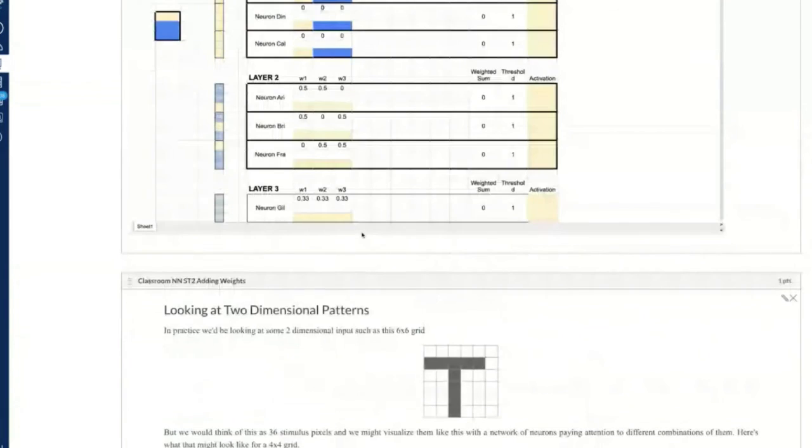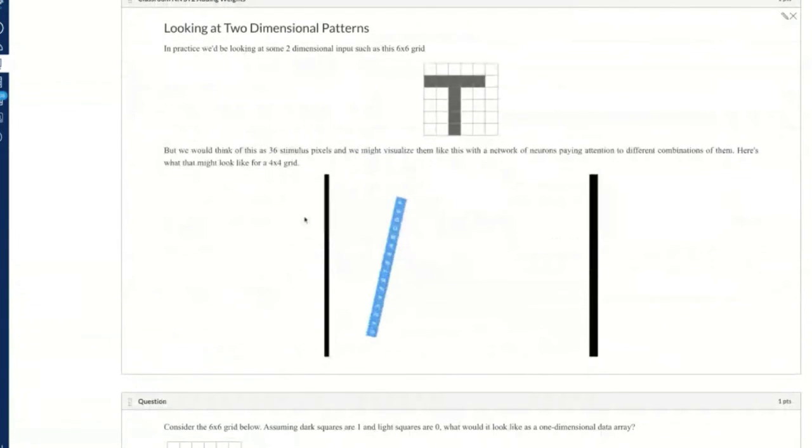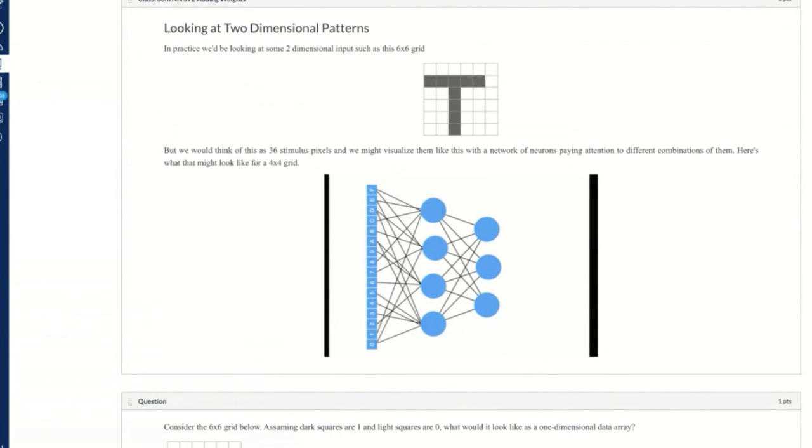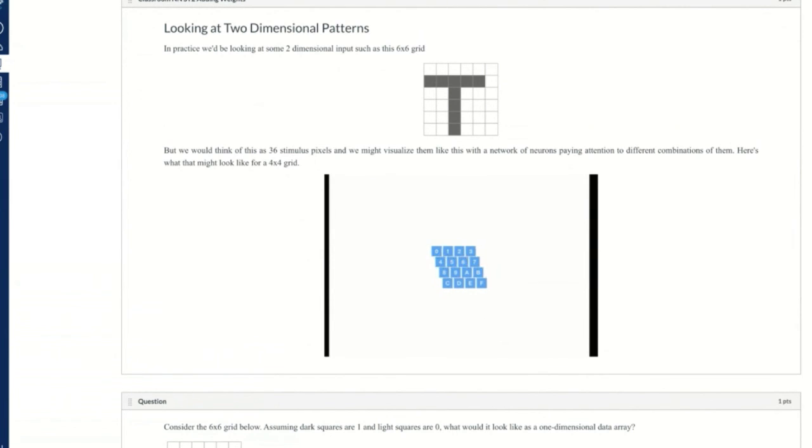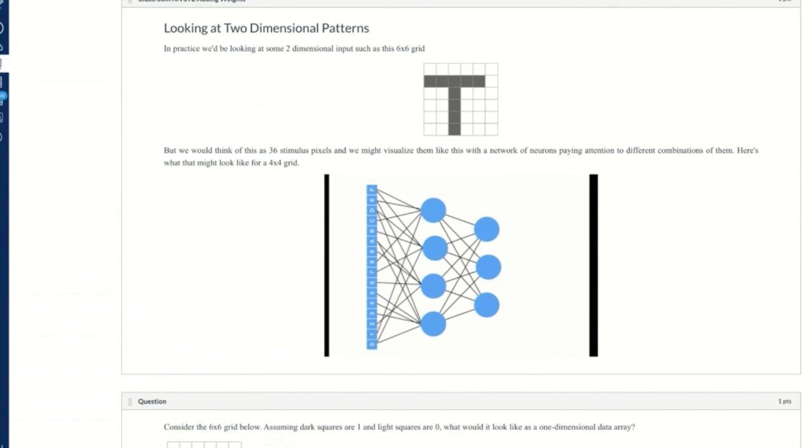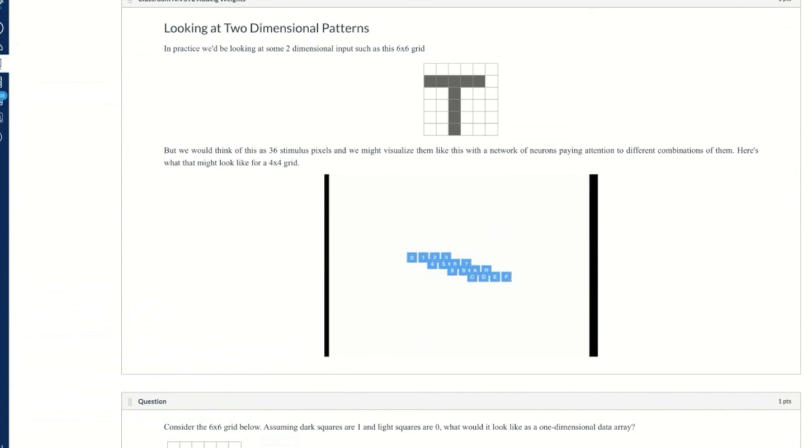Okay, so we want to do a quick little aside here. This is not critical to understanding the gist of how a neural network works, but the visualization of this will make things a little bit easier to understand, I think.